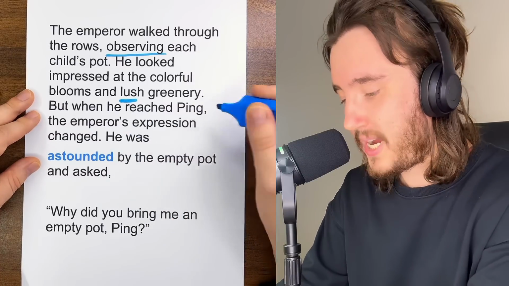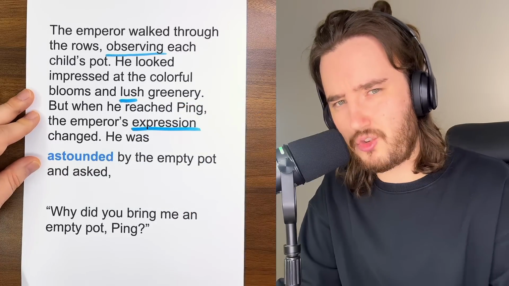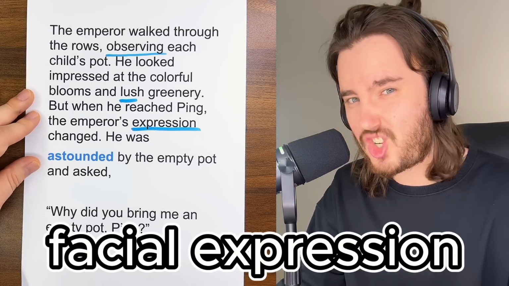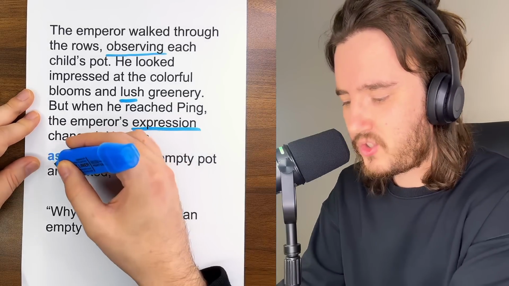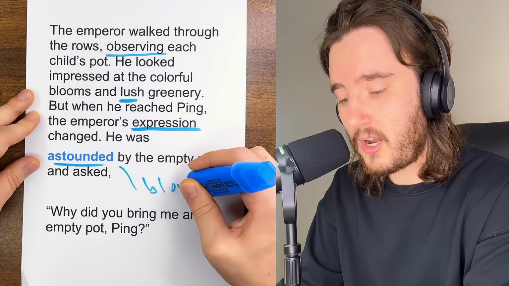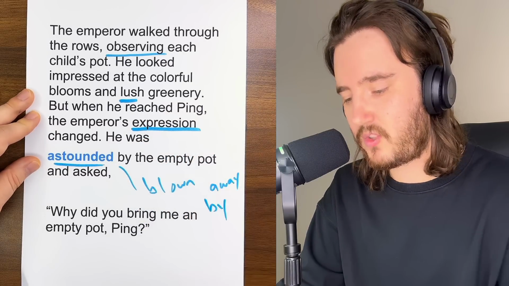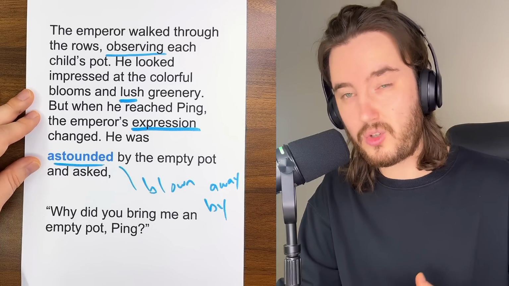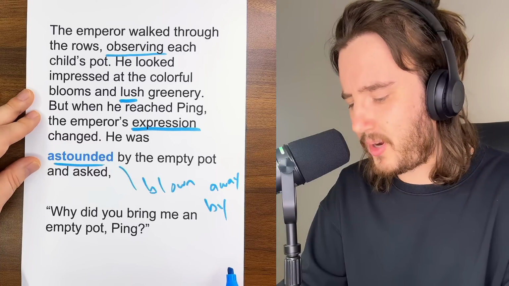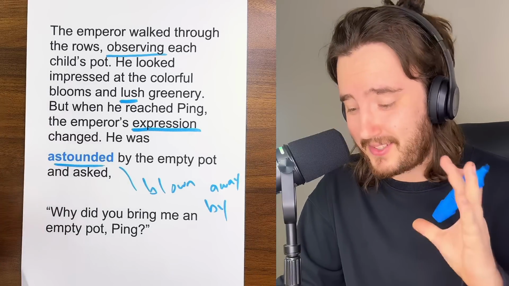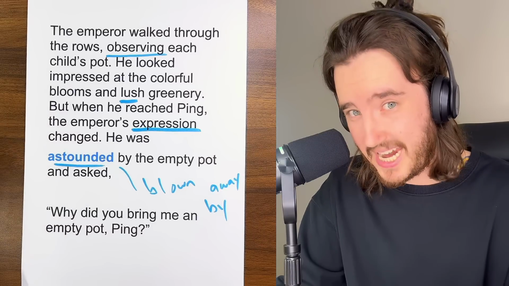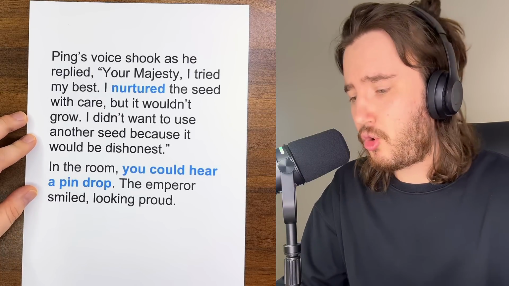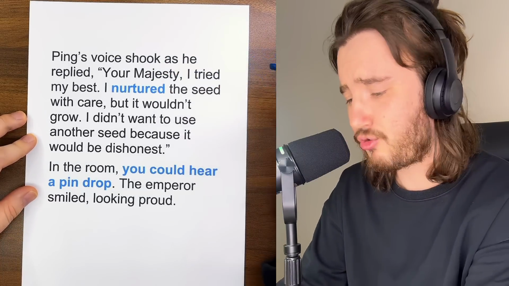But when he reached Ping, the emperor's expression changed. Yeah, his expression, the look on his face. We could also say facial expression. He was astounded. He was blown away by, we could also say, he was blown away by the empty pot. Yeah, he was so surprised, and he asked, "Why did you bring me an empty pot, Ping?" The emperor is not confused, but he wants to give Ping one final test. Ping's voice shook, trembled, quivered as he replied, "Your Majesty, I tried my best.